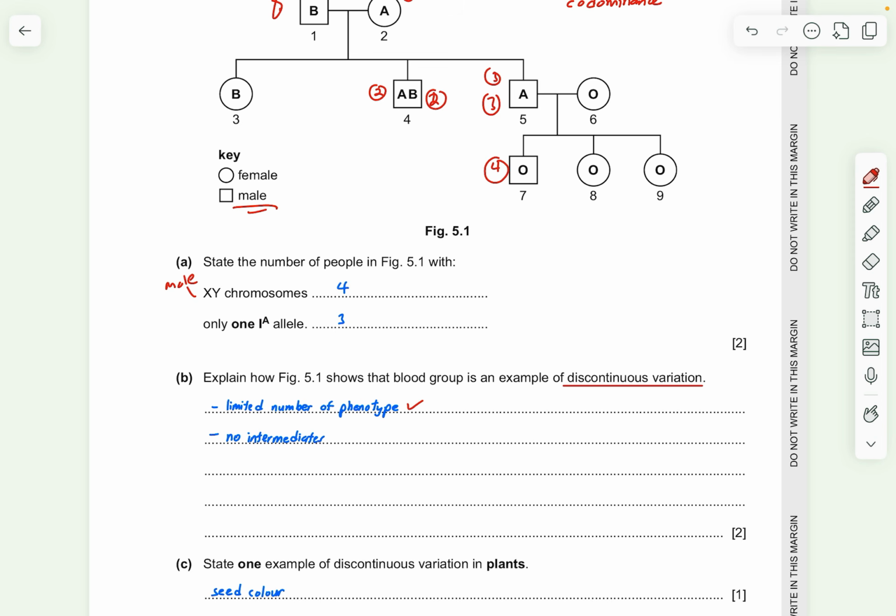There's only 4 you can get. That's why it's a limited number of phenotypes. There are no intermediates, meaning there's nothing in the middle of it. It's just that if you get this, it means you are getting this. There's no middle where you're going to get something else. It is like that already.